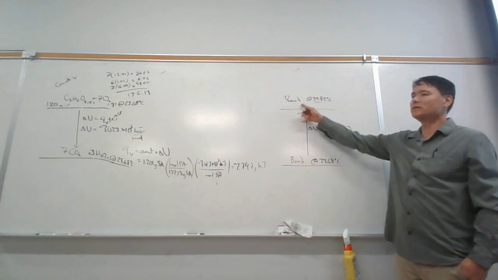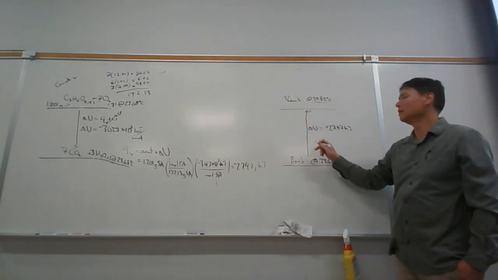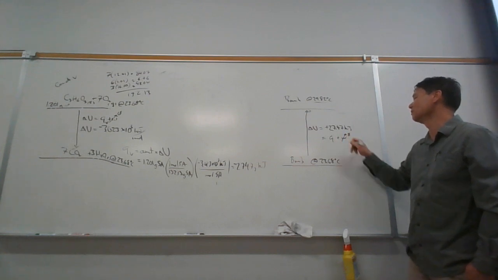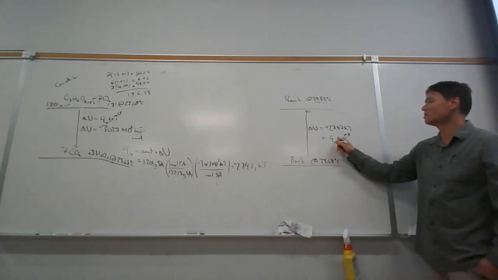Can any work be done inside a bomb? No, no work can be done. So this is equal to Q plus W. W is going to equal 0. The volume doesn't change. So this is just equal to QV.